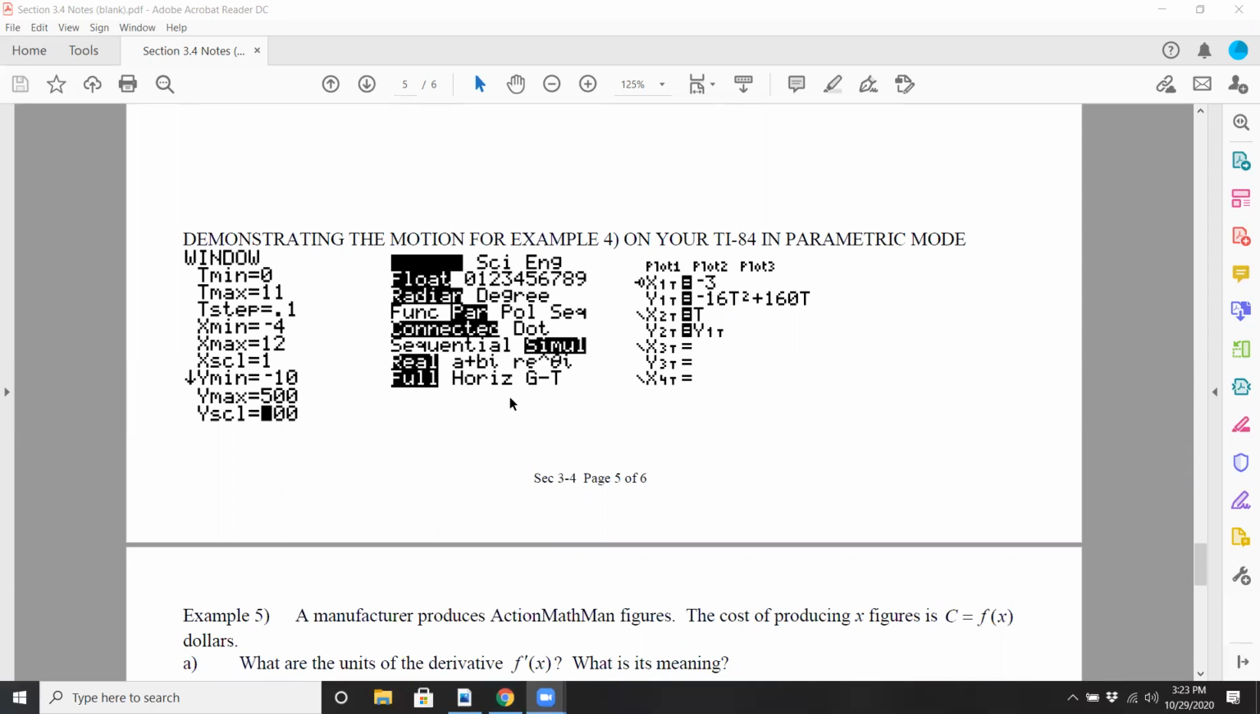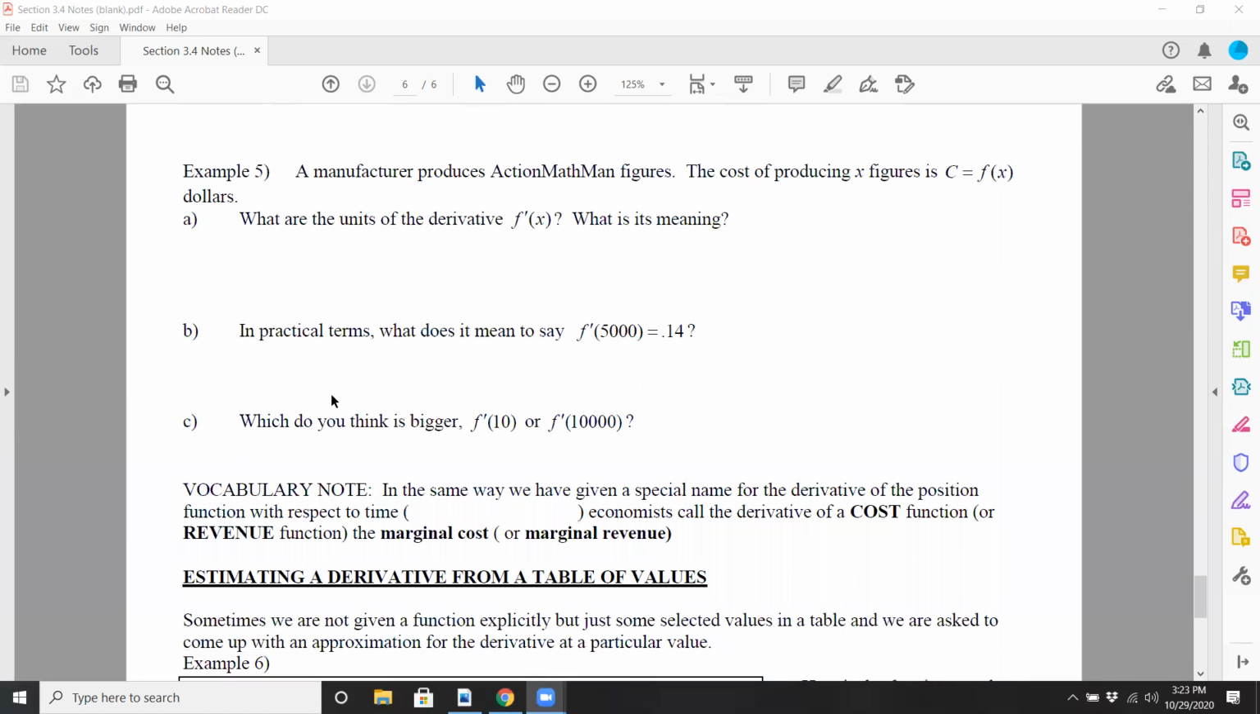We could probably do that as a class when we meet again on Tuesday, because I need to actually understand this a little better. Let's just go to example 5 because I want to get this over with. So anyway, a manufacturer produces action math man figures. The cost of producing x figures is C equals f(x) dollars. What are the units of the derivative f'(x)?